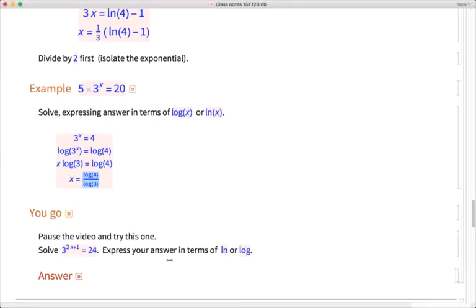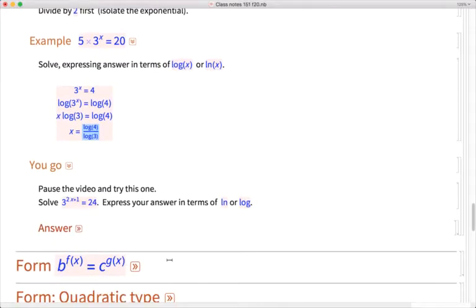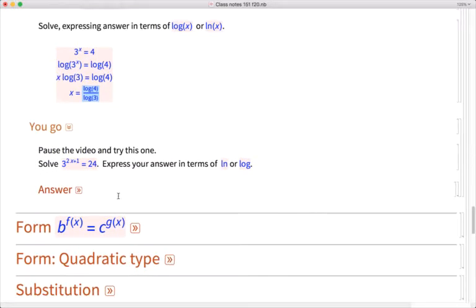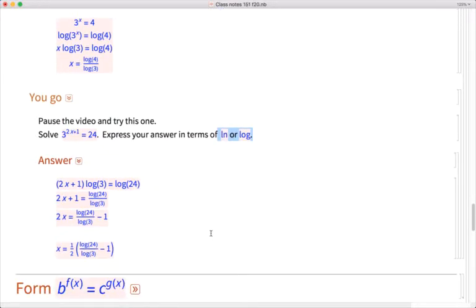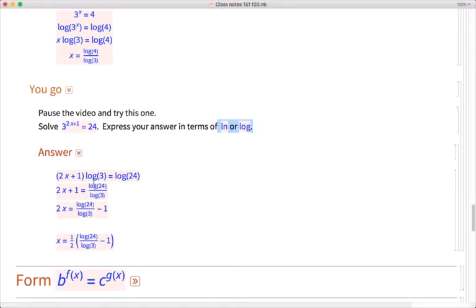Okay, so another problem here. Again, what I'm suggesting is that you pause the video, try to solve this equation. Again, make sure you see that it asks you to express in terms of natural log or common log, and then start the video up again. Okay, so looks like I took common log again, common log of both sides, bring the 2x plus 1 out in front, and then divide both sides by log of 3.